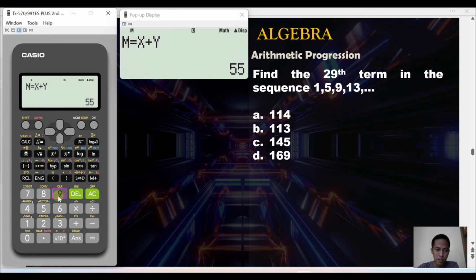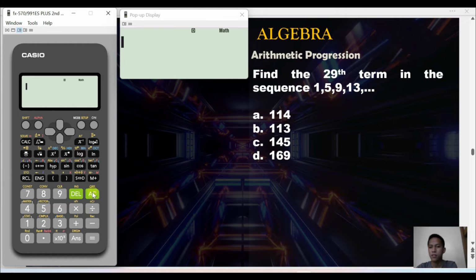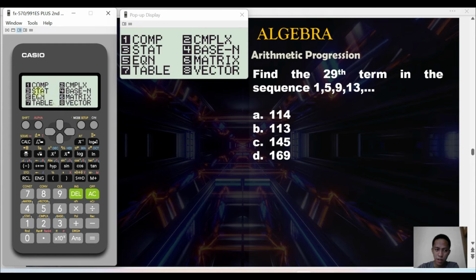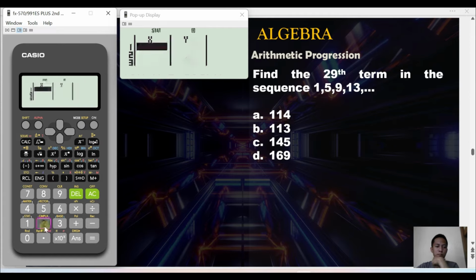So, i-clear lang natin guys, shift clear. Okay. So, we have here shift clear, clear all, equals lang natin. Then, if you are going to solve for arithmetic progression, click mode, and punta tayo ng stat. And for linear, so arithmetic progression is linear, dun tayo sa number 2. So, a plus bx guys. So, that is linear. So, number 2. So, notice here guys, meron tayong x and y. Okay? So, yung x natin will correspond to the position. So, kung pang ilang term siya.